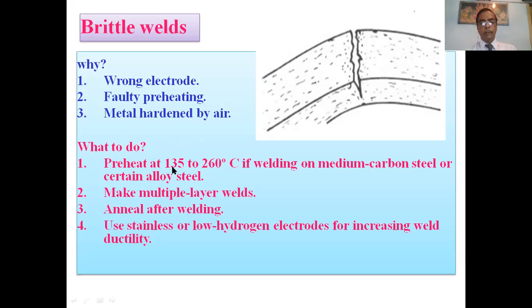What to do? Preheat at 135 to 260 degrees if welding on medium carbon steel or certain alloy steel. So 200, 250 degrees centigrade is okay, and make multiple layers. When you weld, say 5 or 6 millimeter thickness, pass one is for good joining, and then second, third, a multi-layer weld. That will prevent brittle welds. Anneal after welding. It should be heat treated.